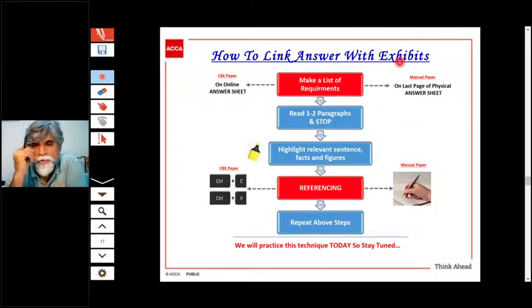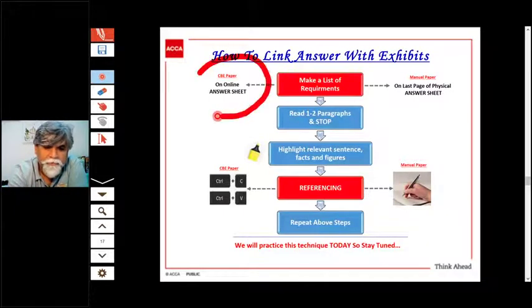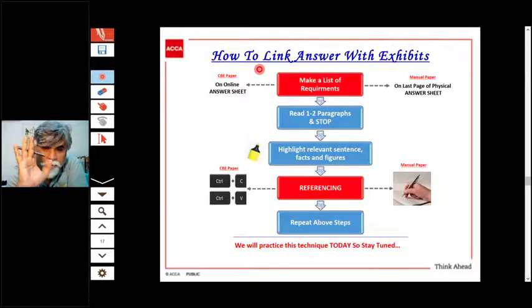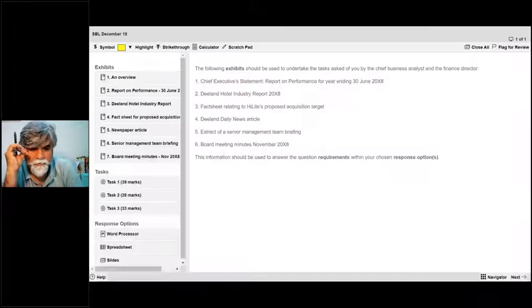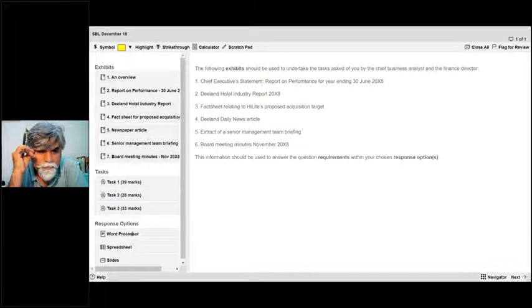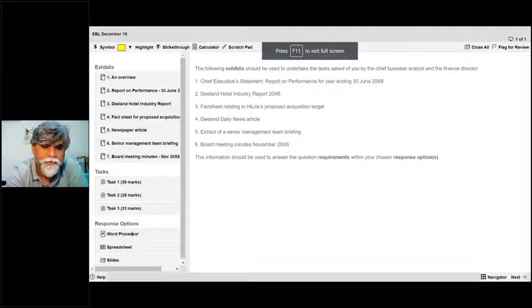And what about CBE students, where will you make the list? You will not have a physical paper, so CBE students, you will make the list on the online answer sheet or the word processor. There are two things available. I think one is the scratch pad. Do you see a scratch pad on the top? You see this one?